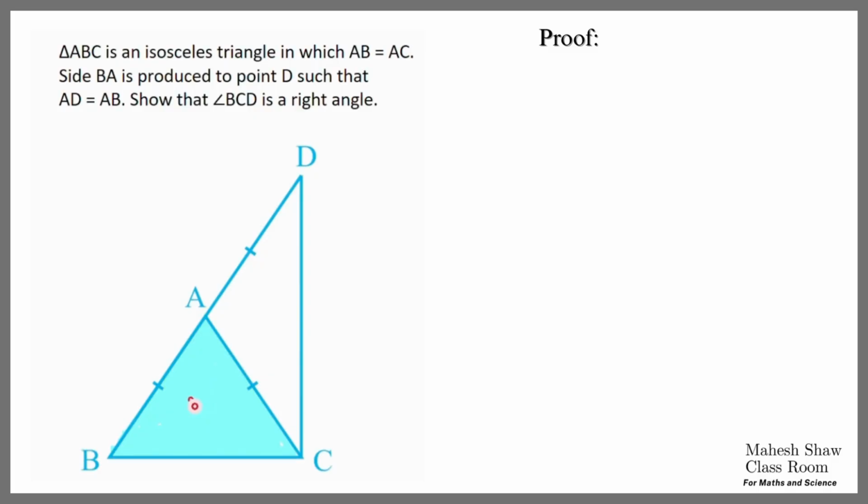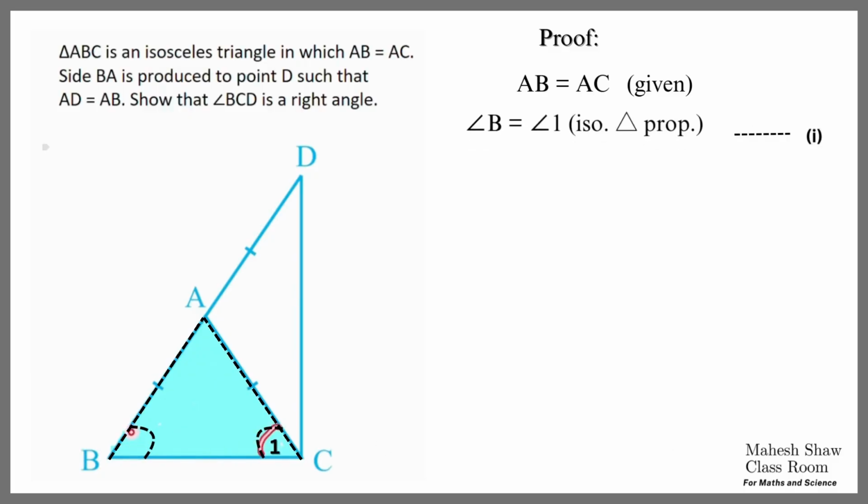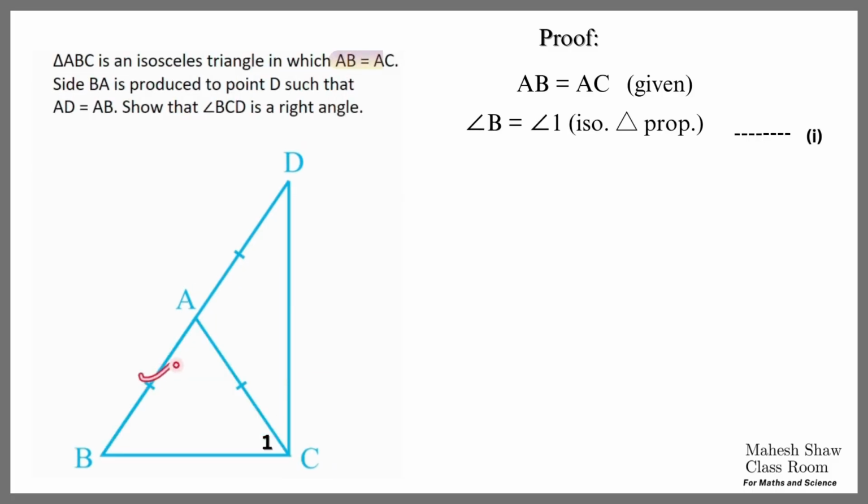The first thing that we will do is to consider this triangle. Here we are given the side AB of this triangle is equal to AC. So using the isosceles triangle property, we can say angle B is equal to angle ACB. Let's say this angle is 1. So we can say angle B is equal to angle 1. We are given AB equals AC and we are also given this length AB is equal to AD. So therefore we can say that AD is equal to AC.